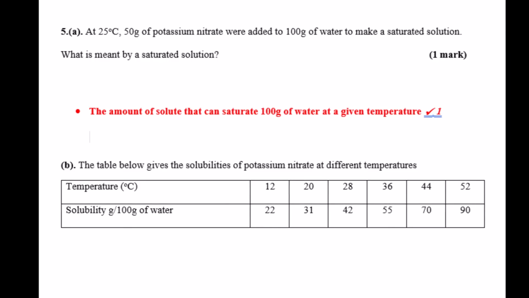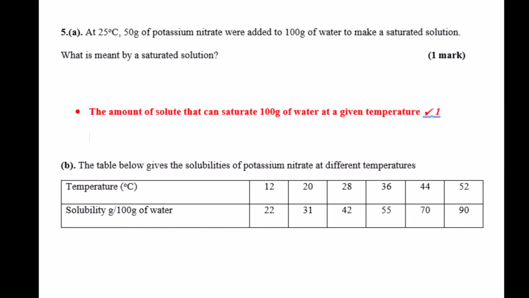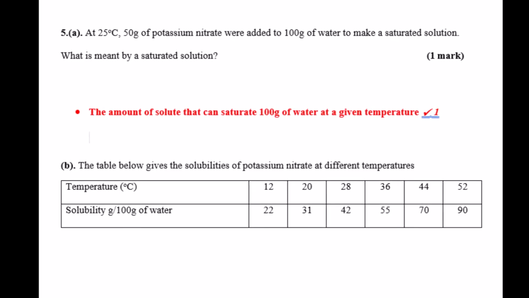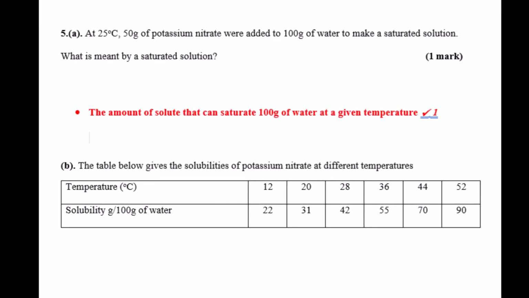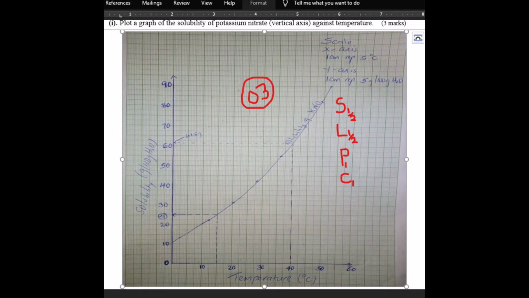Part B, you're given a table with some values, the temperatures and the solubility at the respective temperatures. You are supposed to use this information and plot a graph. So the graph, as you can see, is there. You have the scale. If you are choosing a scale, at least your graph should occupy 2/3 of the page. It should be of a good size there.